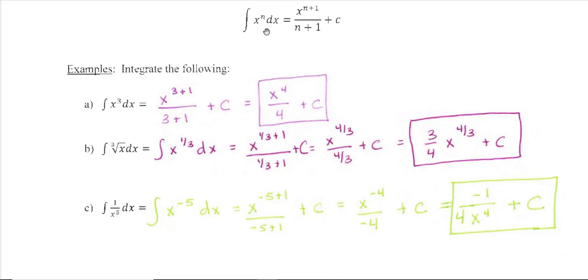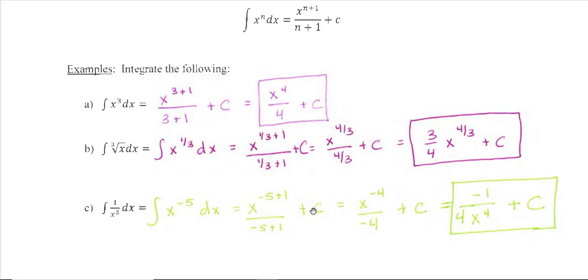Same thing here. In order to use this rule, you have to have x being raised to a power. Nothing above, nothing below, or anything like that. Well, here, that x to a power is in the denominator. So just like we did with differentiation, we'll bring that up and give it a negative exponent. 1 over x to the 5th is the same thing as x to the negative 5. Now that I have the integral of x being raised to a power dx, then I can use this power rule, and it will become x to the negative 5 plus 1 over negative 5 plus 1 plus c.